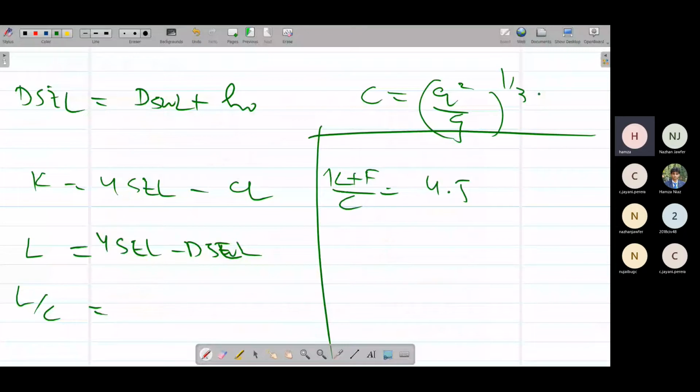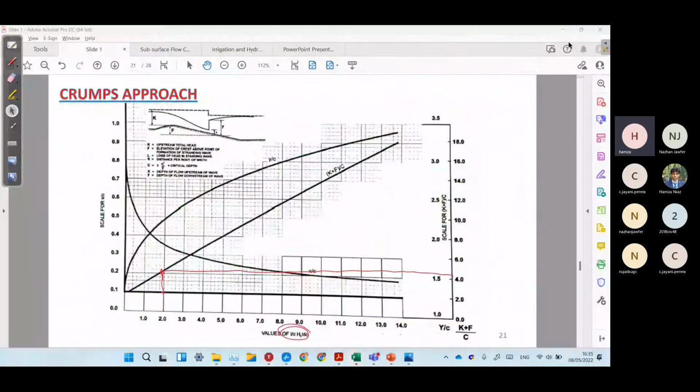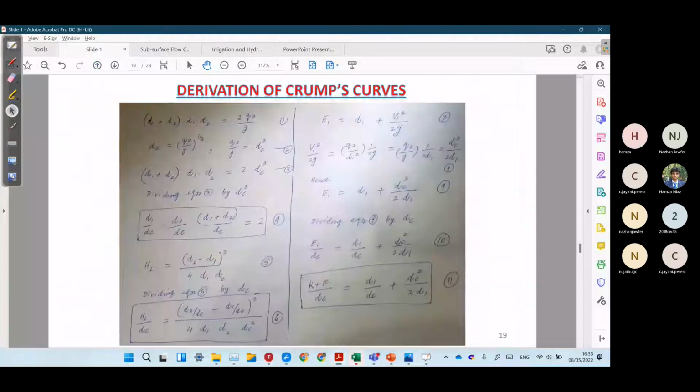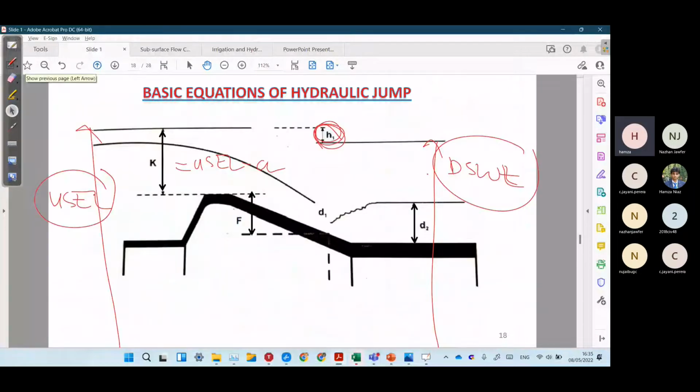Now we can get this F value. We know this K value as this portion, suppose this was 17 feet, plus F, and suppose this C value was 9 feet. So equal to 4.5. Simply rearranging this part, we can get this F. F is the depth of hydraulic jump from the crest level.